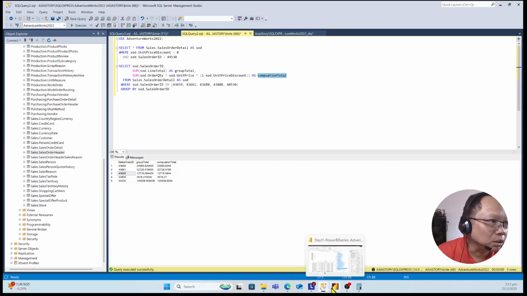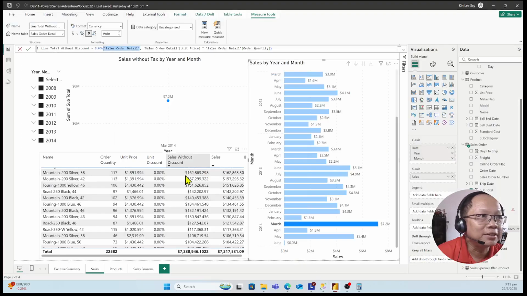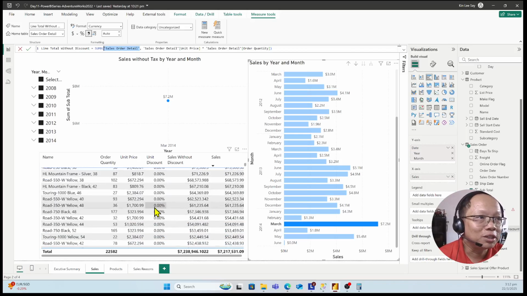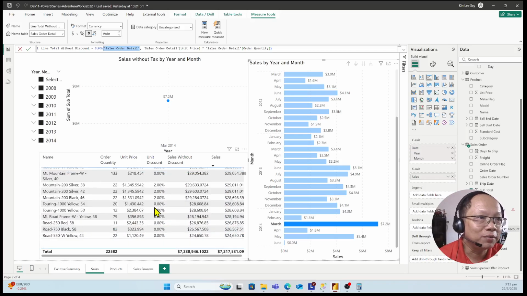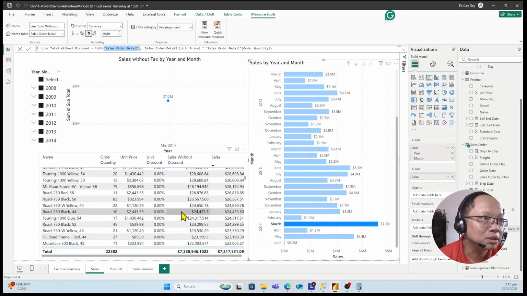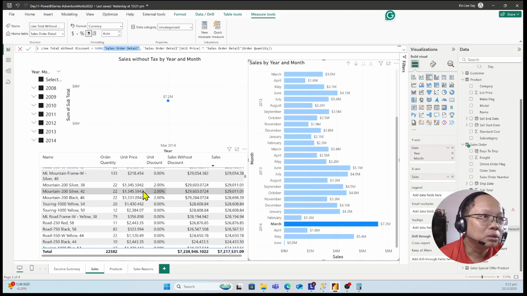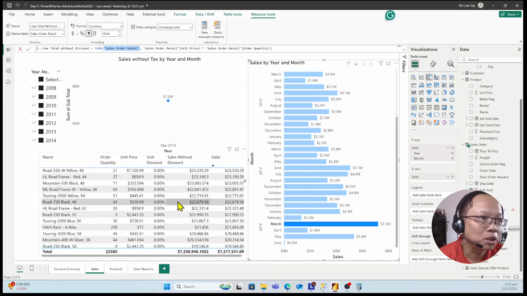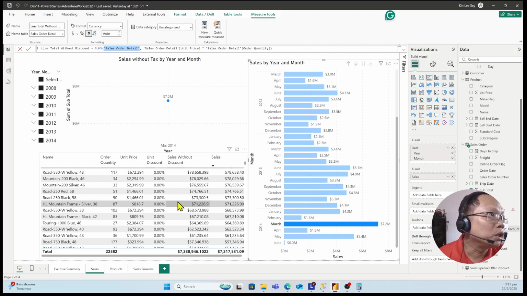In fact, I don't think we really need this column at this time. Okay, but let me just go around to see if there's any value. Oh yeah, there's 2% here. So you can see this 2%, there's a different value. Without discount is 29,603, so with the discount is $29,011. Okay, so it is working. So we got this far.